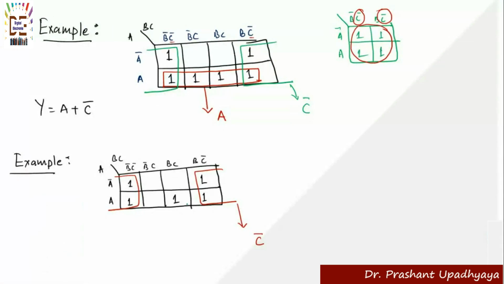Now, can I make a pairing of this? What answer will I be getting here? I will be getting the A, and what is common here? B. So I will be getting the answer B. So what will be my output? Y equal to AB plus C bar.